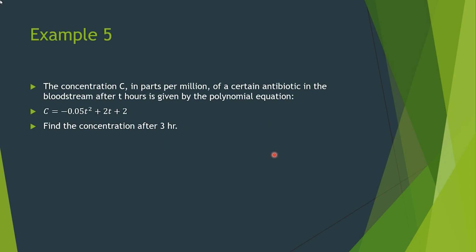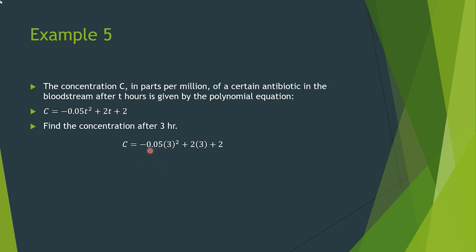So here is a problem. The concentration C in parts per million of a certain antibiotic in the bloodstream after T hours is given by the polynomial equation. So it looks like it might spark up a little bit, but then go down. It says find the concentration after 3 hours. All you have to do in this problem is substitute T for 3. Replace T with 3. So that's what I did. And then just follow the order of operations.